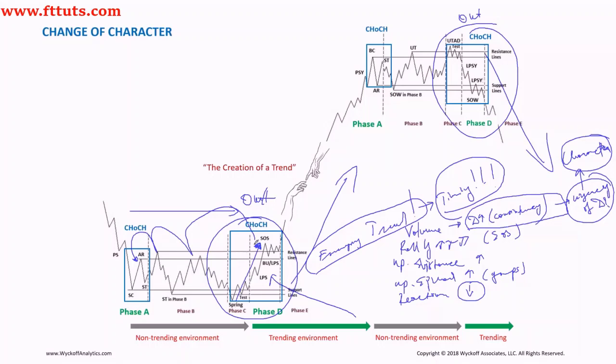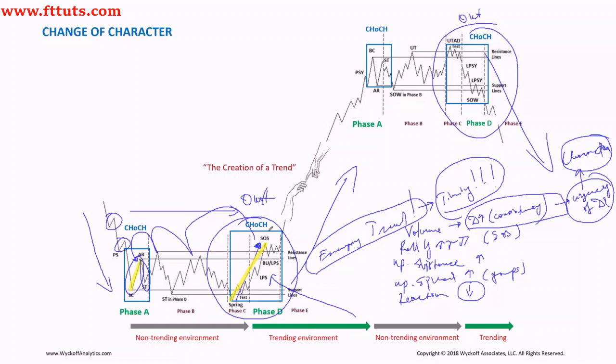But coming back to the change of character, the concept is going to be the same as the concept of the change of character in phase A. We want to see a rally that is going to be better than what preceded it. So in the case of the phase A change of character, where we had the downtrend, we want to see a rally that was a better rally in the downtrend. And then we want a secondary test to confirm that there is no further continuation of the downtrend.